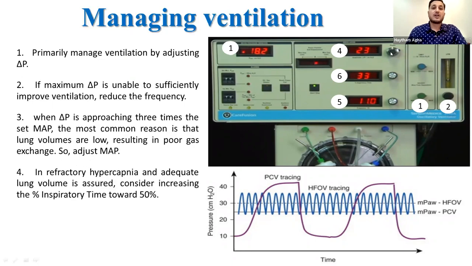So how to manage ventilation? First of all, increase delta P until you see good wiggling. Second, you can decrease the frequency.